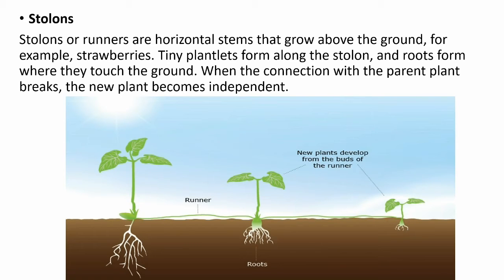So you have a particular plant, you have a stem that will grow from that particular plant and extend outward. As it extends outward on the surface of the ground, where it touches the ground, you have the formation of a root. And when that root forms in the ground, then you have what? A new plant. Then when the connection with the parent plant breaks, the new plant can now become independent. Therefore, it will be taking up nutrients, it will be carrying out all life processes on its own from the parent plant.